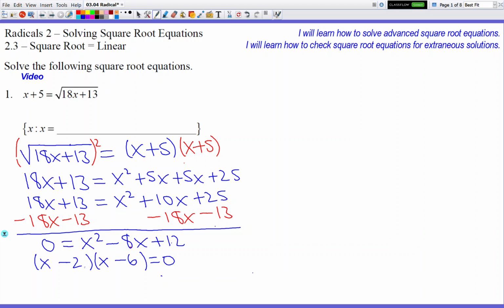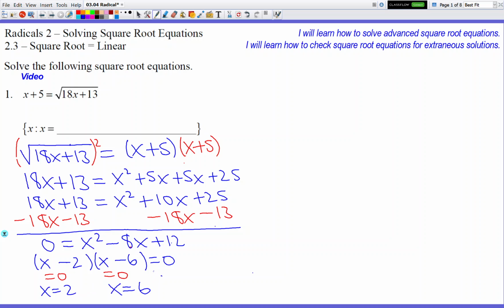So this has been factored, and when I solve for x, I'm going to set each of these guys equal to 0. And when I set them equal to 0, this left side is going to be a 2, this right side is going to be a 6.